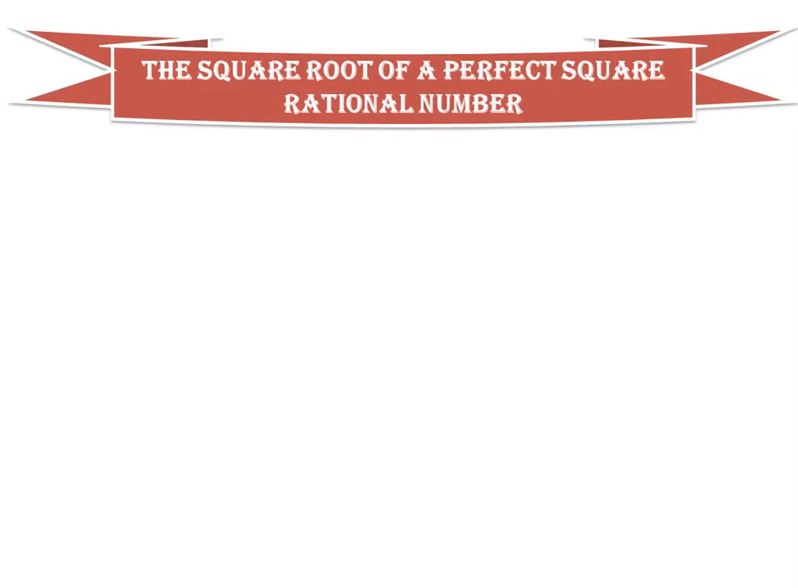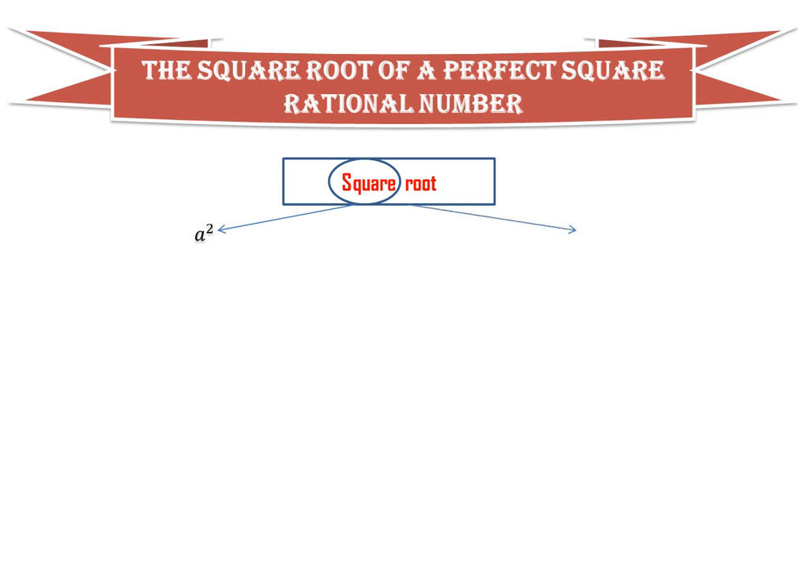Our lesson today: the square root of a perfect square rational number. Let's first show the meaning of square root. The square is a number with a second power, and the square root we denote by this symbol.